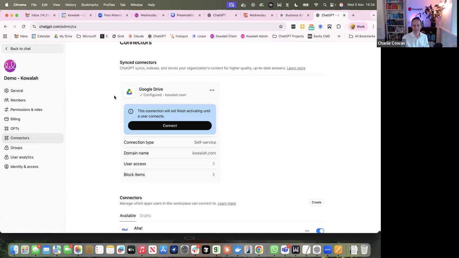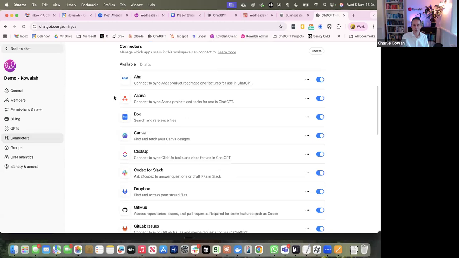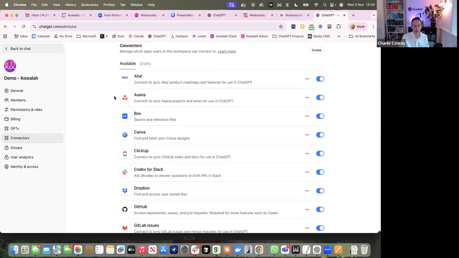And the benefit of a synced connector is that it is always running in the background. So it is syncing all of that knowledge that you have in your Google Drive or your SharePoint into ChatGPT, but respecting all of the security and access rights of those documents. So if a document is locked down for only me to see, then only I would be able to find it in ChatGPT.